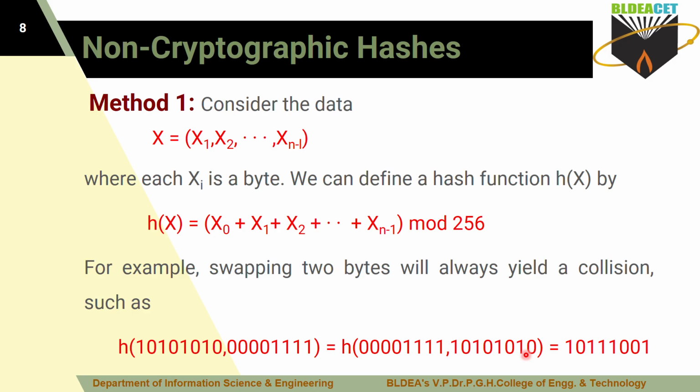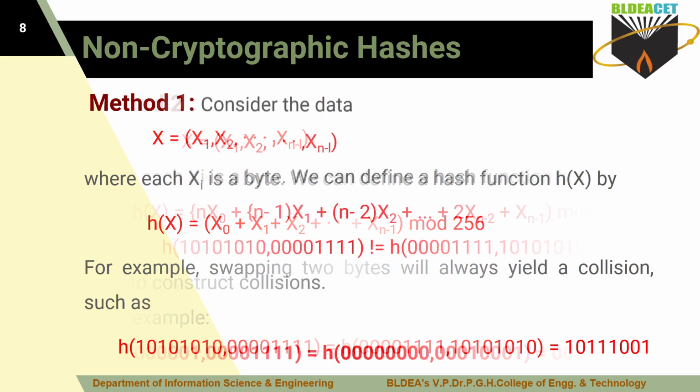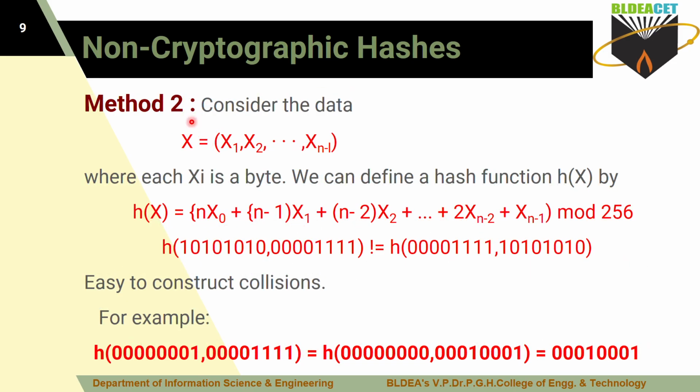But here the data itself you are shuffling, and after shuffling if you calculate, you get the same hash value, so it is not resistant against weak collision. Due to this reason, you do not use this hash function. To overcome this problem, we are going to study method 2.